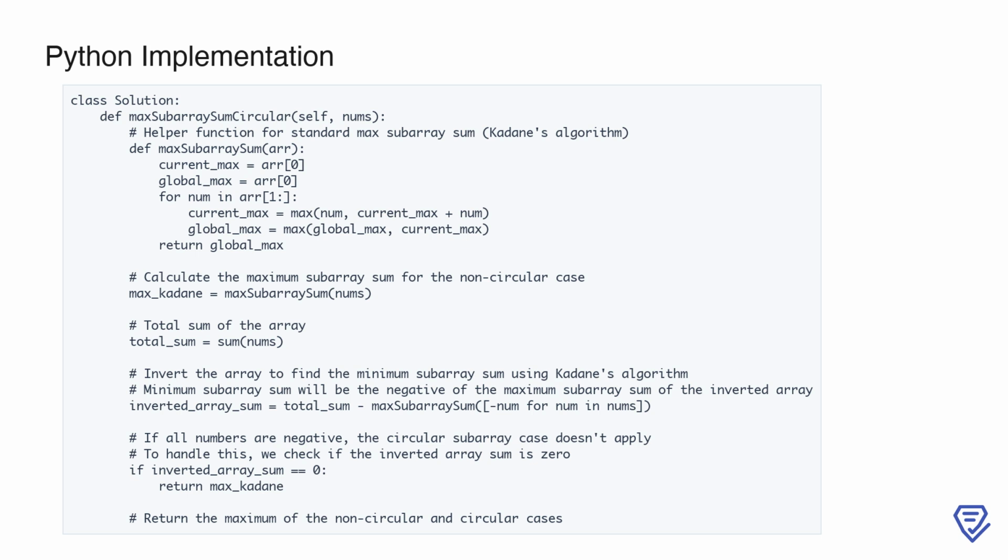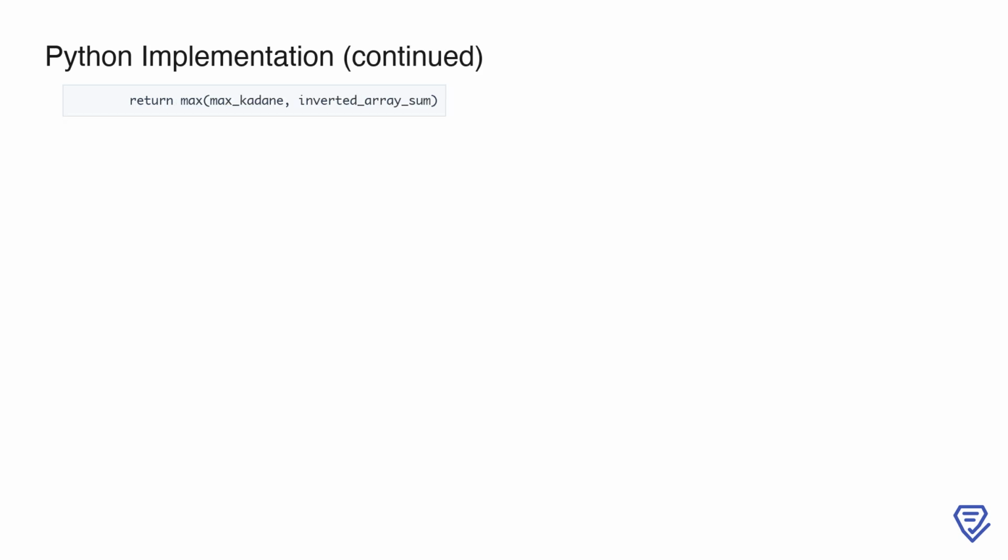However, if all elements in the array are negative, the circular case becomes invalid, as selecting all elements would result in a zero sum. To address this, we check if inverted_array_sum equals 0 and, in such cases, return the non-circular result, max_Kadane. Finally, we return the maximum of the two results, max_Kadane, which represents the maximum subarray sum for the non-circular case, and inverted_array_sum, which represents the maximum subarray sum for the circular case. This ensures that the method correctly identifies the largest possible sum for both circular and non-circular subarrays, giving us the desired result for the problem.